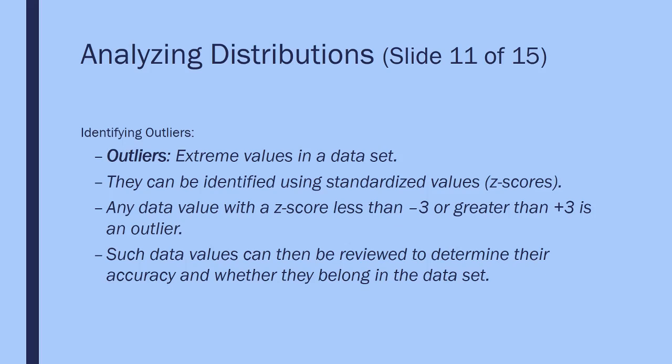Outliers can be identified using standardized values or the z-scores. Any value with a z-score less than -3 or greater than +3 is an outlier. Such data values can be reviewed to determine their accuracy and whether they belong in the data set.